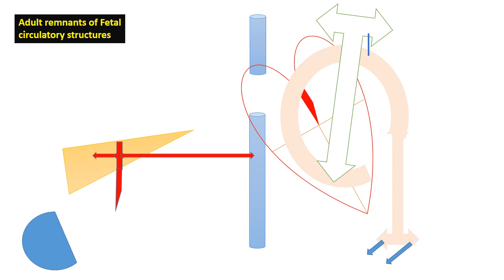What are the adult remnants of the fetal circulatory structures? The first one is the fossa ovalis, which is the remaining structure of the foramen ovale. Once the foramen ovale is closed, fibrosis of the foramen ovale creates the fossa ovalis. The closure of the foramen ovale will happen in the first year after childbirth. The foramen ovale will close after the first year of childbirth.